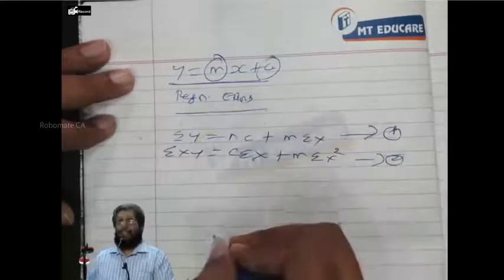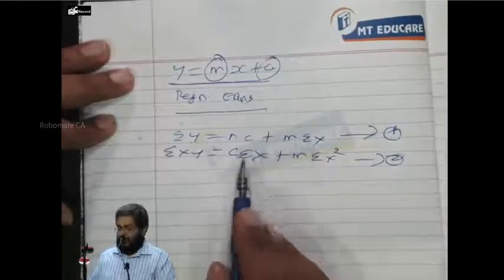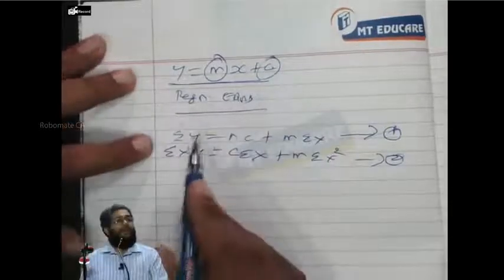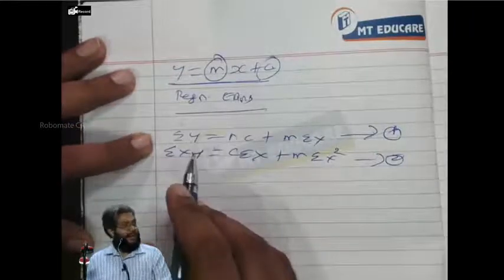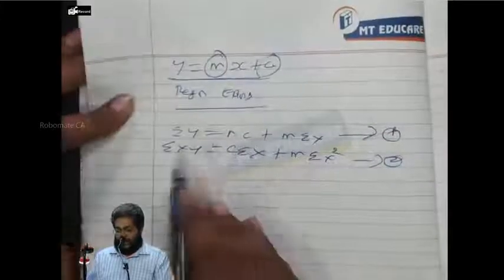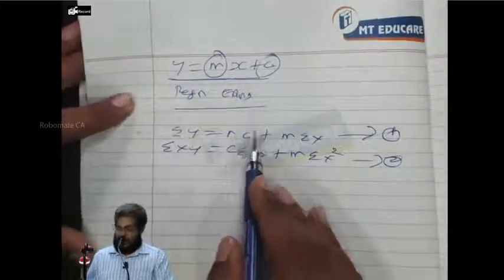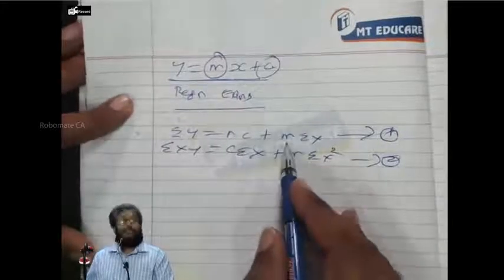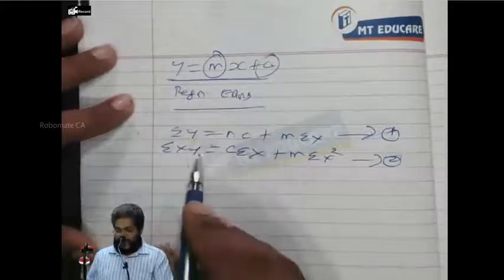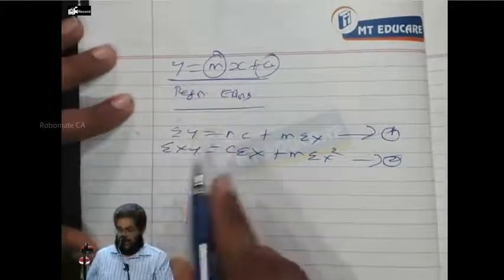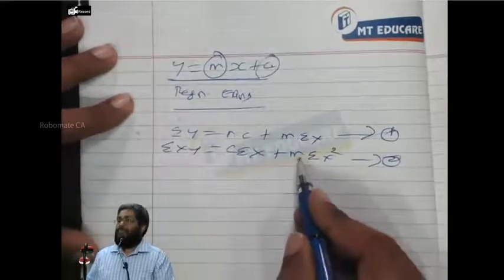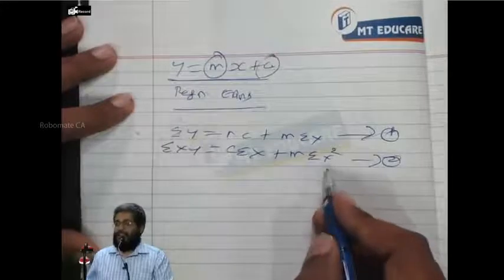When I solve these two equations, I'll get the value of m and c. M is the slope of the equation, c is the constant. Very simple. Sigma y means the total of y data. There are so many points. So the total of y gives you sigma y. N means the number of points. C is the constant, you have to find out. M is the slope, we have to find out. Sigma x is the total of the x data. Second, sigma xy is the total of x into y multiplied, c is a constant we have to find out, sigma x is the x total, m is a constant to find out, and sigma x square is the x square total.